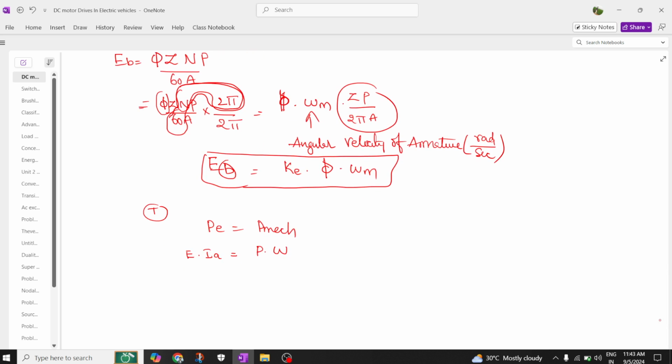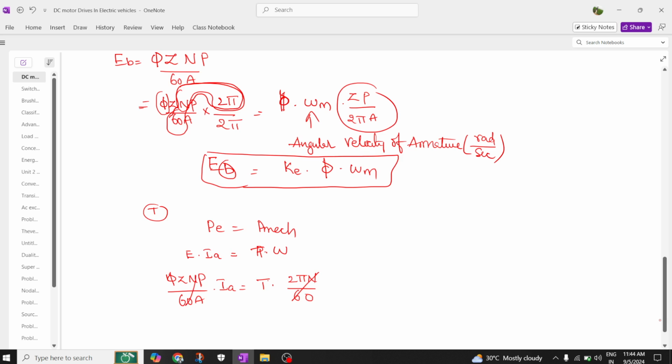So the EMF induced, or back EMF, you can write as phi Z n P by 60A multiplied with IA. And how to write the power? The mechanical power is torque into omega, and omega is 2 pi n divided by 60. So here n by 60 will get cancelled out on both sides.